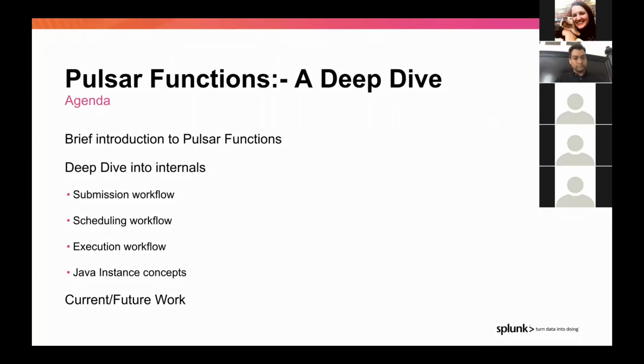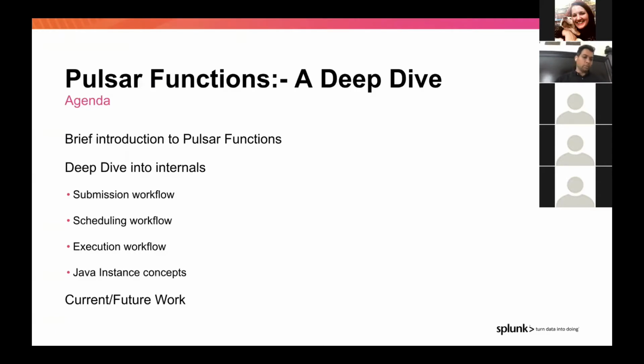We're going to be, in particular, working through the submission workflow. What happens when someone actually says, "Hey, create a function or update a function." Then we'll talk about how functions are scheduled: who decides where some function should be running, and how does that dance work? Then we'll talk about the execution workflow. How exactly are functions started? How exactly are functions executed? Who manages them, and what are the internal structures that manage the life cycle of functions?